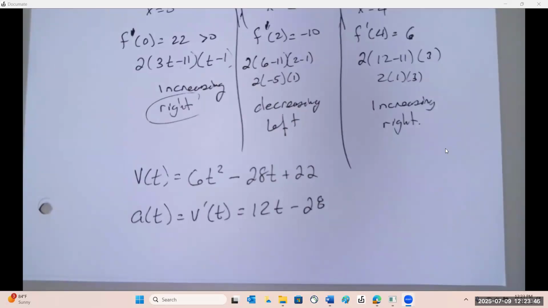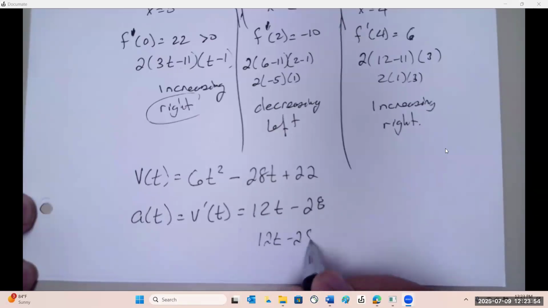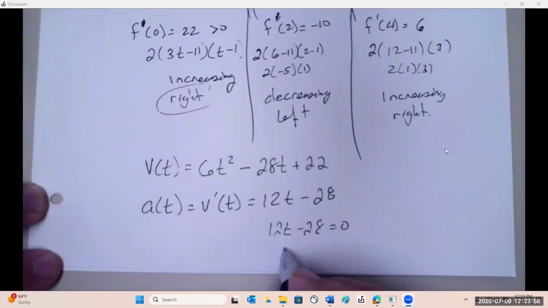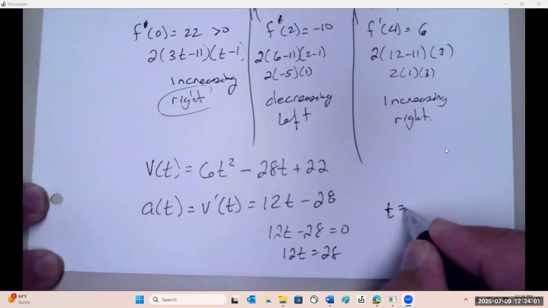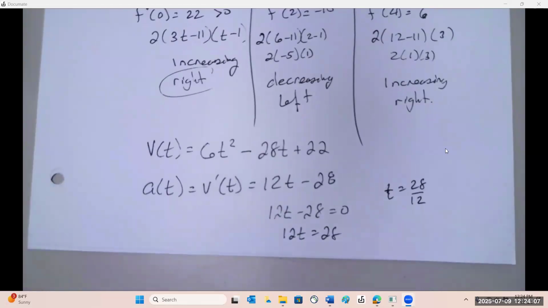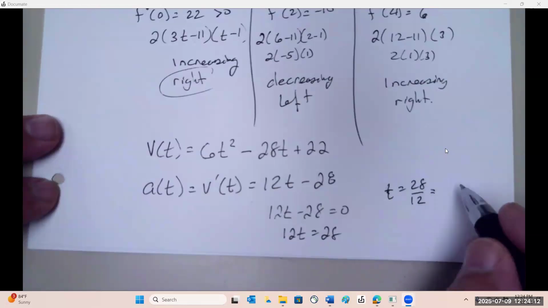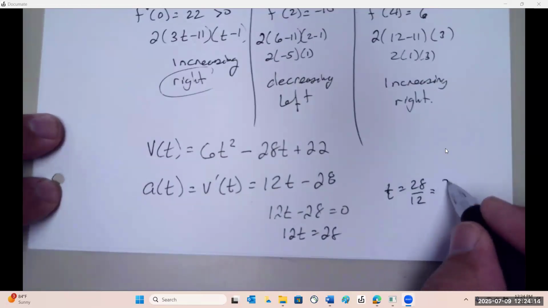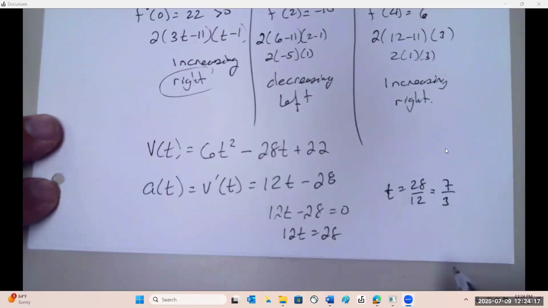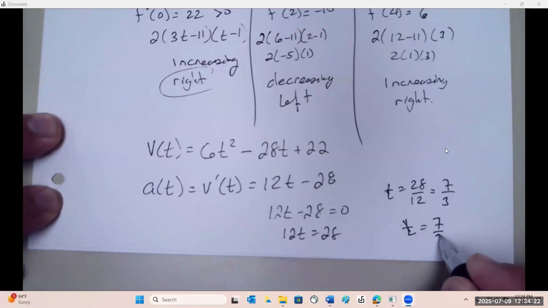So where does it equal 0? What's my point of inflection? So 12t minus 28 equals 0 at 12t equals 28. t equals 28 divided by 12. Four goes in both of them. 4 goes in 28 7 times. 4 goes in 12 3 times. So my point of inflection occurs at 7/3.